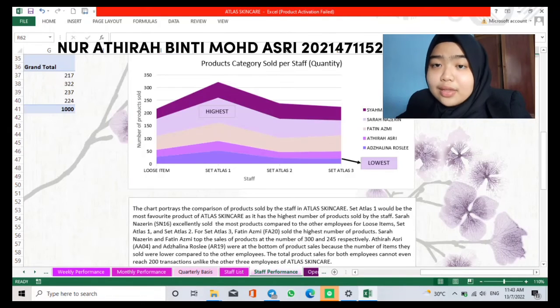Next is product category sold by the staff. Here we can see that both AZZHALINA ROSLEE and ATHIRAH ASRI sell the least product for all categories. The chart shows a low number of products sold by these 2 staff compared to the other 3 staff. Sarah NAZERIN sold the most product for the 3 categories, which are Set Atlas Belt that consists of all those items, Set Atlas 1 and Set Atlas 2. Sarah topped the sales of product for almost all categories.